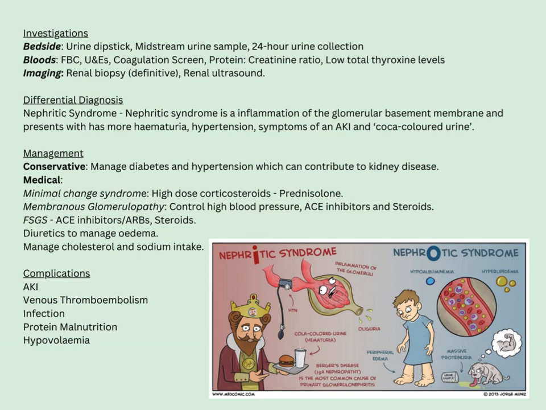Diuretics can help the patient to pee out any additional fluid in the body, such as edema, and we also want to be managing their cholesterol and sodium intake to reduce the levels of lipids in their body. The most common complications of nephrotic syndrome include AKI, venous thromboembolism, increasing infections, protein malnutrition, and hypovolemia.